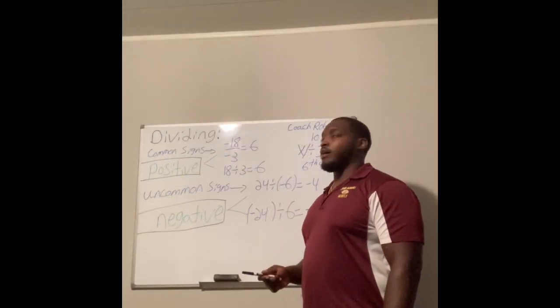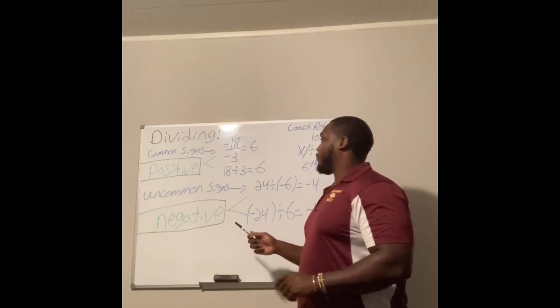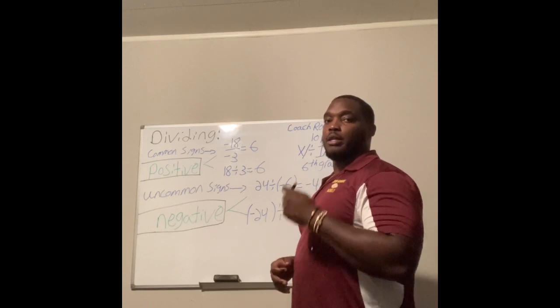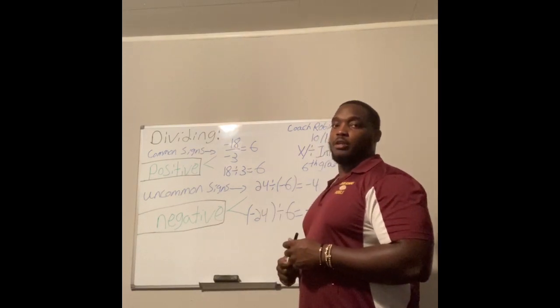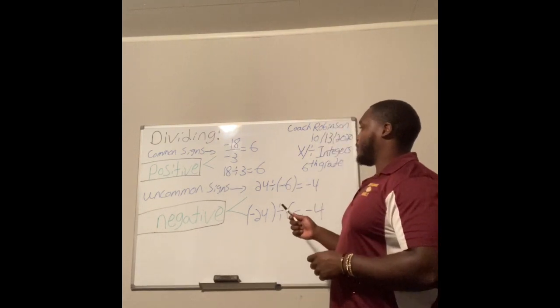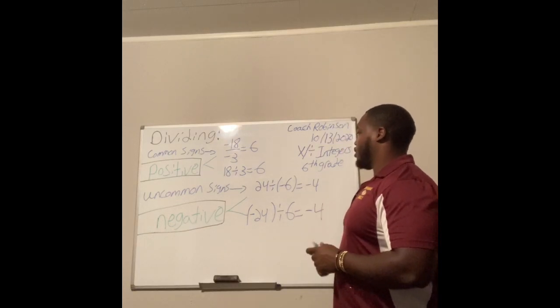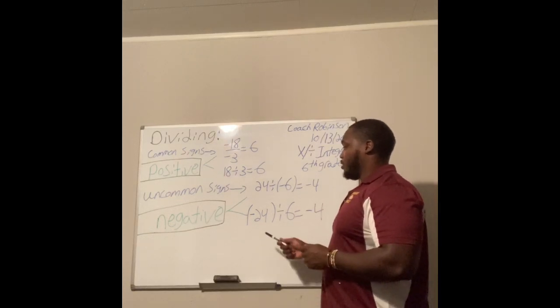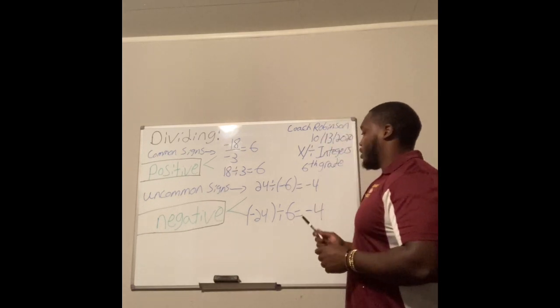Similar rules apply for division. If I have two negative numbers and if I divide them, that's going to give me a positive result. And of course, two positive numbers will give me a positive result. Uncommon signs, if I divide 24 by -6, I will get a -4. And if I divide -24 by +6, I will still get a -4.